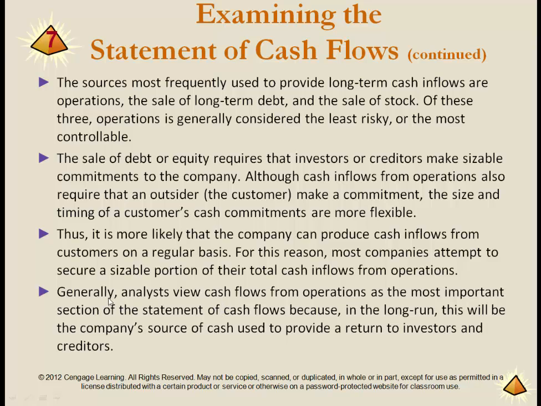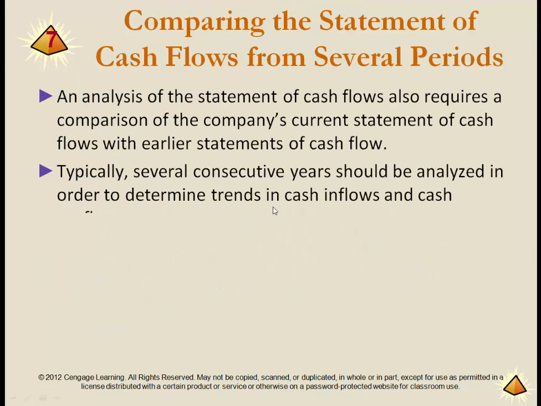And you notice here on the bottom it says generally analysts believe cash flows from operations is the most important, which we touched on earlier, because in the long run this will be the company's source of cash used to provide a return to investors and creditors. Because if they don't have cash flow from operations long term, if it's not a sustainable business, they're not going to be able to pay you dividends, and that's not a good thing. Or they're not going to be able to pay back loans that they took out.